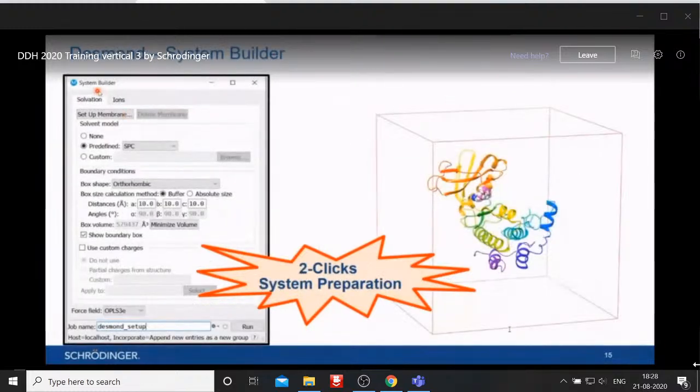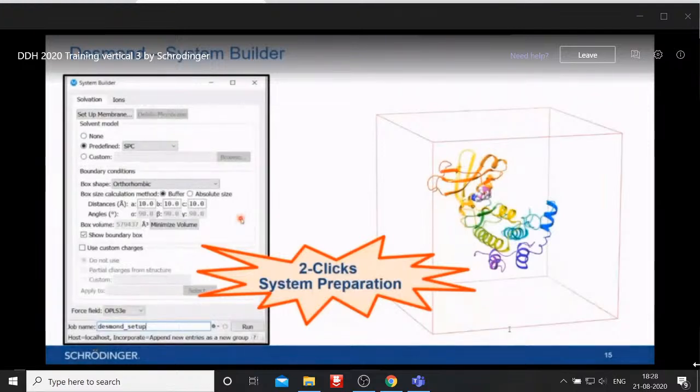This is the panel for the system builder, which is present in the Schrodinger. This is also a single panel, and everything by default works very fine. You just need to load your protein on the Maestro, and you can see here it automatically shows you the box around it. And just by using 2 clicks, you can get your system prepared, within a minute. So it doesn't require a lot of basic knowledge of how to prepare it. You don't need to run commands, and everything that needs to be considered is considered in the system builder.